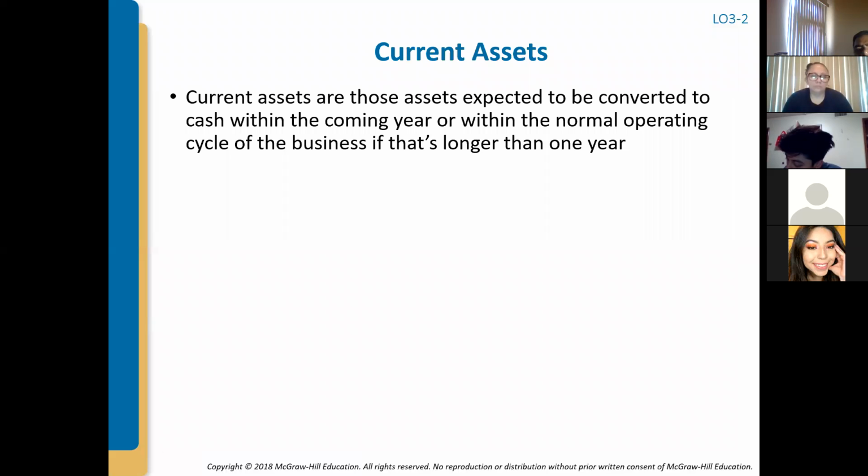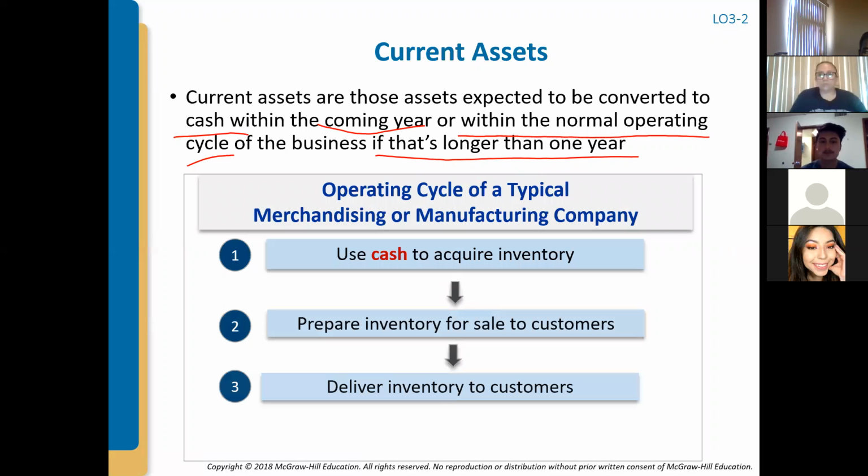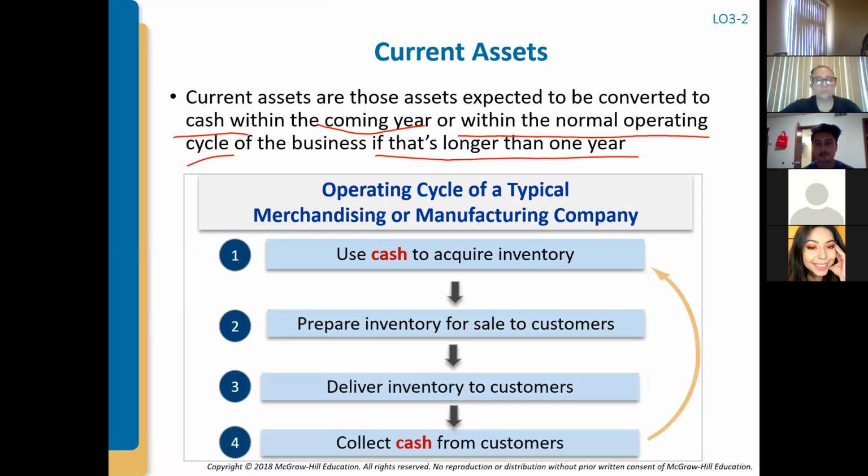Current assets are those assets expected to be converted into cash within the coming year or within the normal operating cycle of the business, if that's longer than 1 year. So it's very simple. The operating cycle of a typical merchandising or manufacturing company is: use cash to acquire inventory, prepare inventory for sale to customers, deliver inventory to customers, and collect cash. This is the operating cycle.